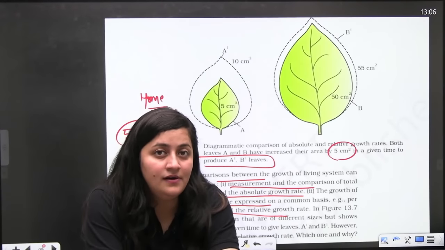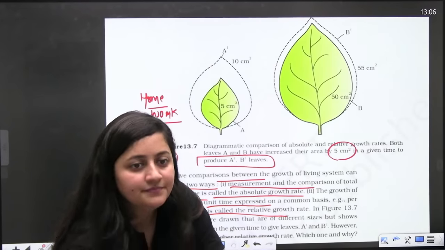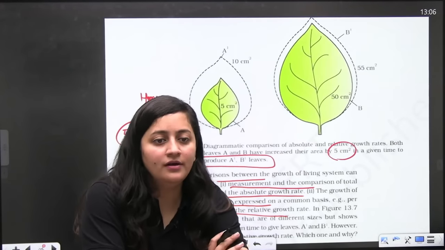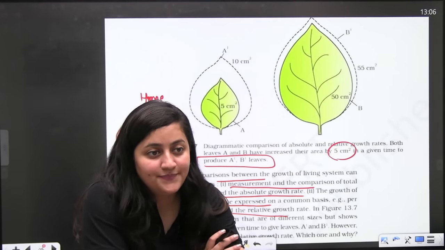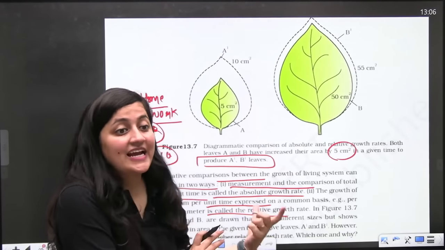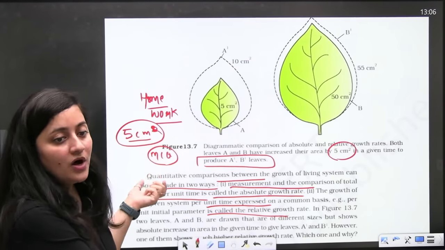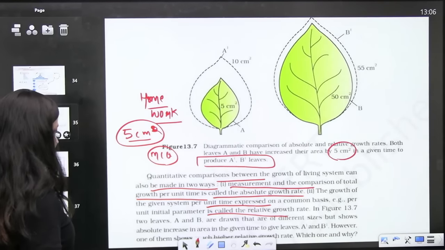Good. What else? Tell me about the relative now. Just check it. This is your homework. You will mention the formula in the chat section. Okay, the next thing.